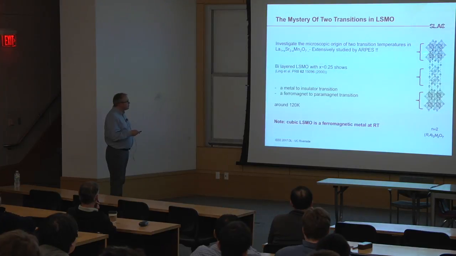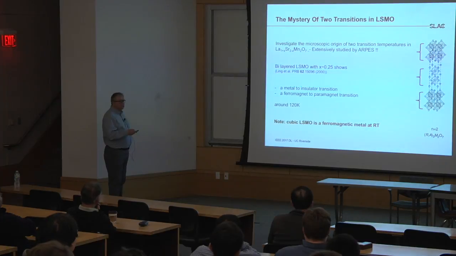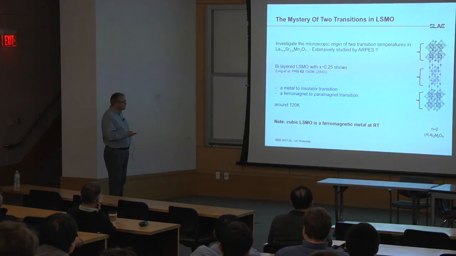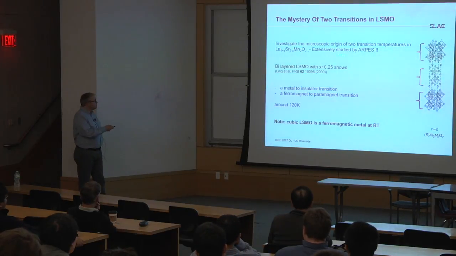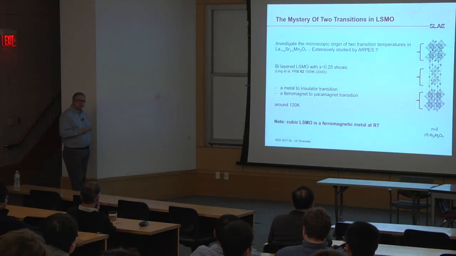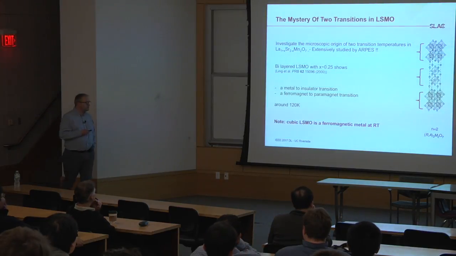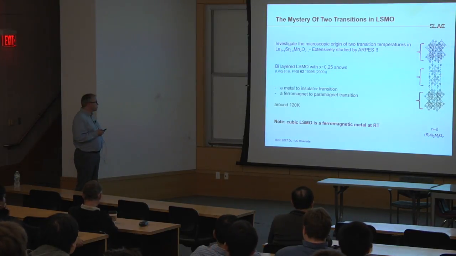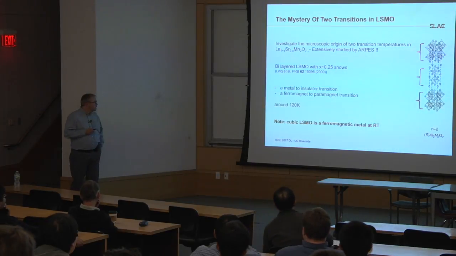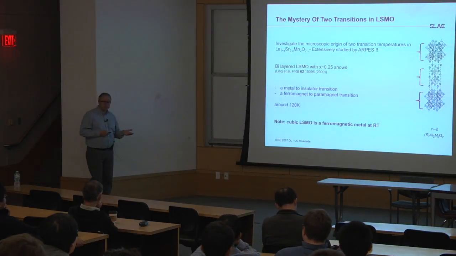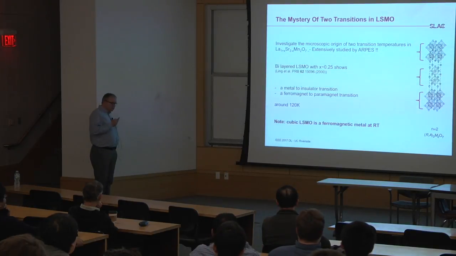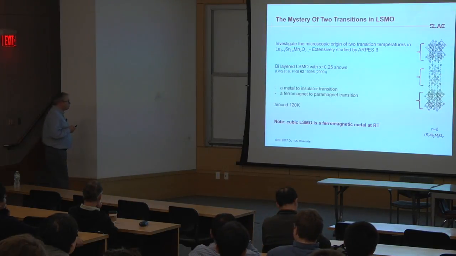And the layered material comes in two versions: as a bilayered material like this, or like a regular cubic material where you don't have this layering in the crystal structure. The bilayered material shows a metal to insulator transition. And this is always something that fascinates experimentalists and theorists very much. Around 120 K, this material changes from a metal to an insulator. And it also changes from a ferromagnet to a paramagnet at the same transition. And that's what people observed at first.